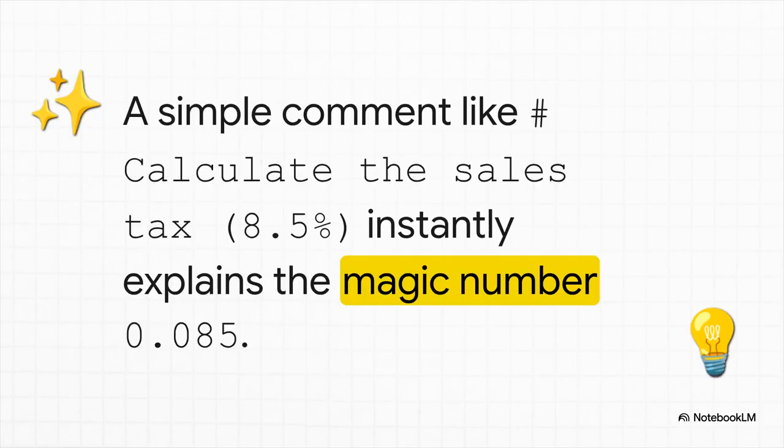Now take a look at this example right here. We've got tax equals price times 0.085. Now, what on earth is 0.085? It's what we call a magic number. It just appears out of thin air with zero context. But with that one simple comment right above it, hashtag calculate the sales tax (8.5%), boom, the mystery is solved. Instantly, anyone reading this knows exactly what that number is for. It's clean, it's simple, and it's super effective.